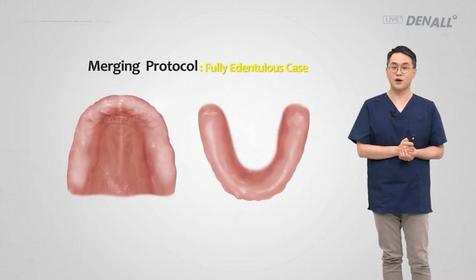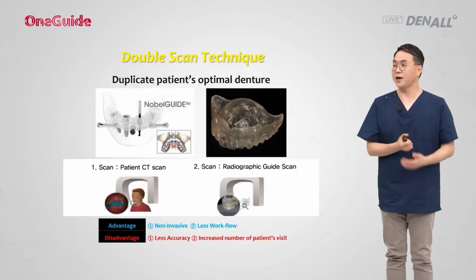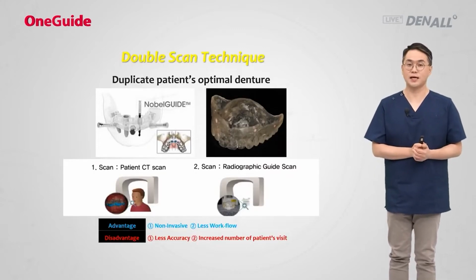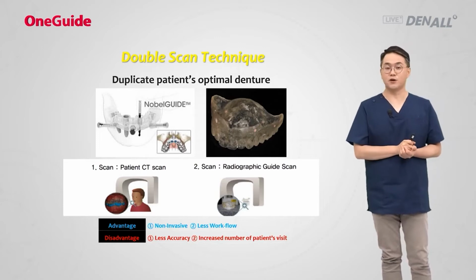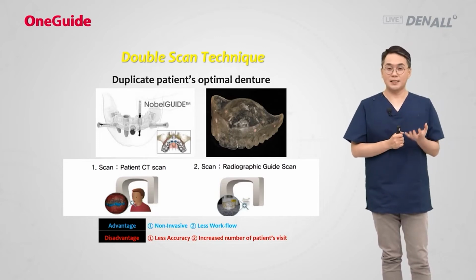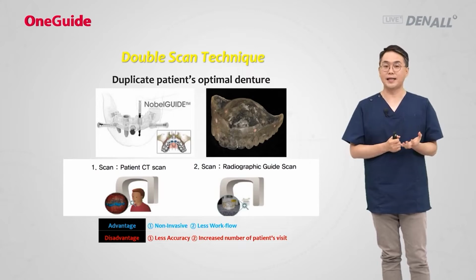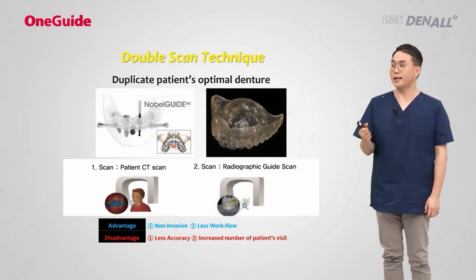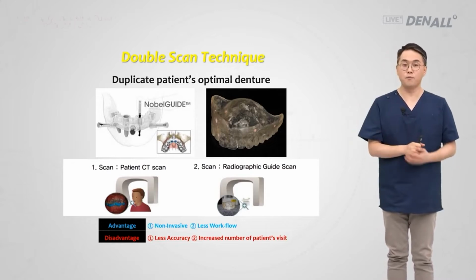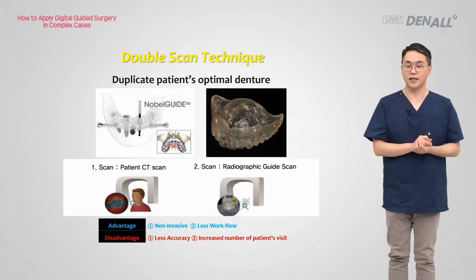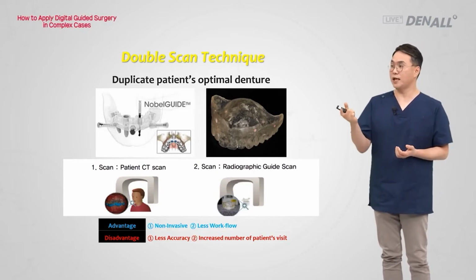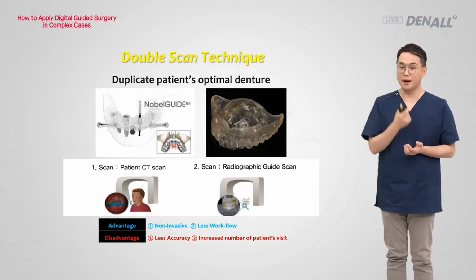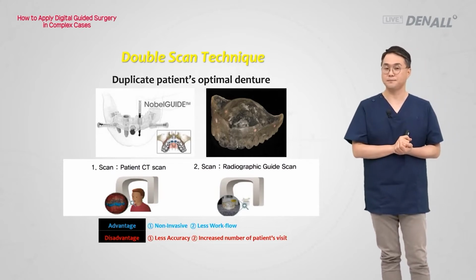So let me explain briefly the merging protocol. The first such protocol was developed by the OneGuide for a complete edentulous patient, and it's called a double scan technique. If the patient has a well-fitting denture, the denture is replicated and holes are made into the denture, and the gutta-percha, the radio-opaque markers, are inserted.